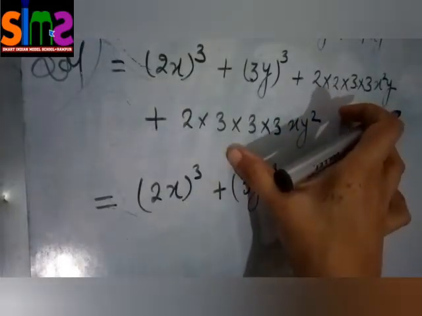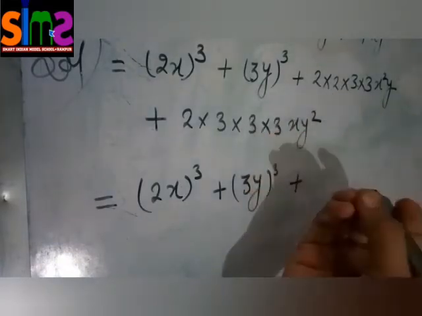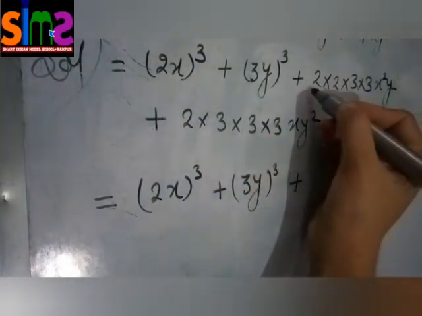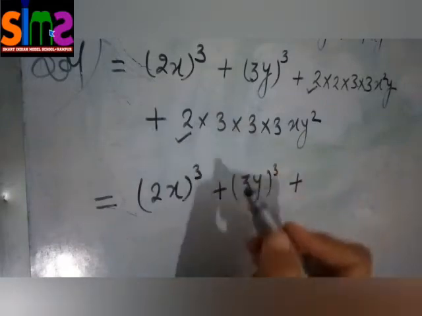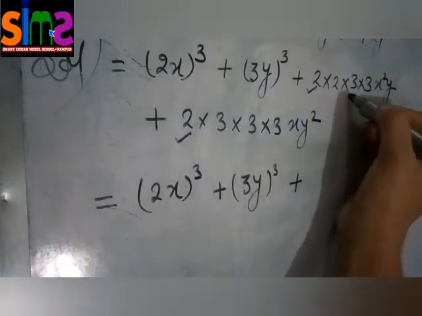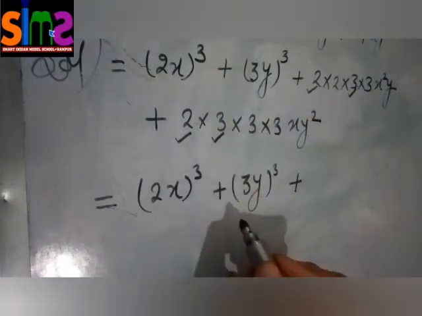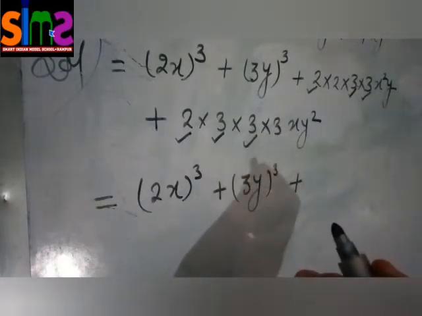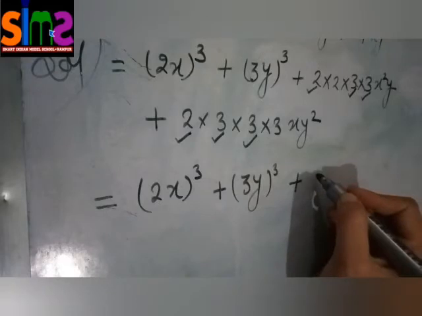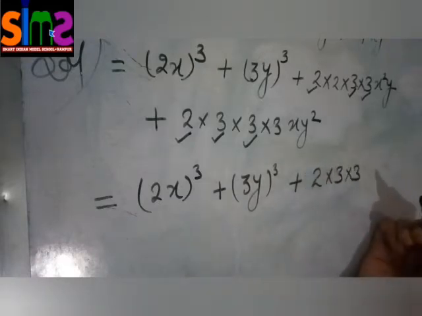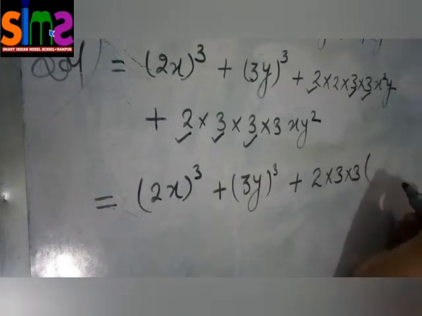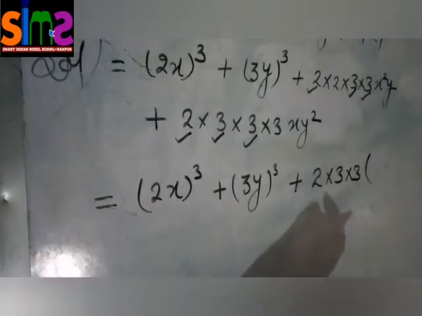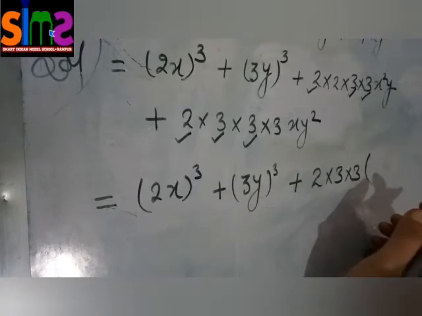Now look at these two terms. Can we take out some common numbers from these? Yes, we can. This 2 can be taken out as a common factor. This one 3 and this one 3 also can be taken out as a common factor. So 2 into 3 into 3 can be taken out as a common factor. So what will be the rest of the things in the bracket?